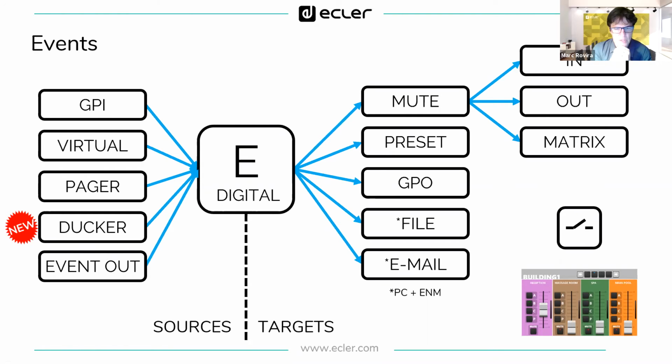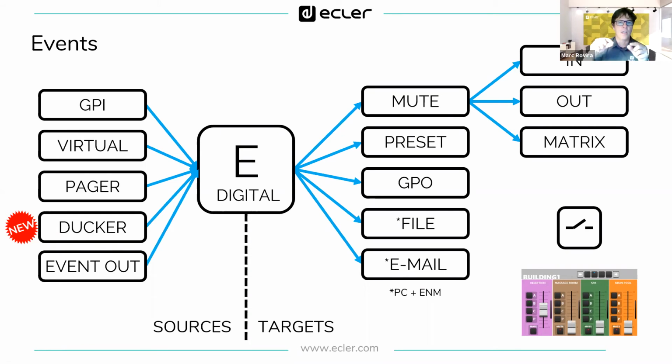But when some signal gets over a reference level, you can make some kind of action, okay? Recalling a preset, whatever. And event out. Event out means that you can just concatenate events.